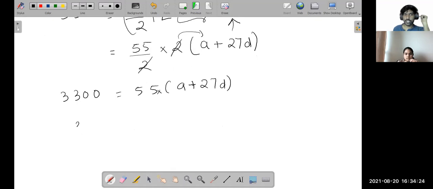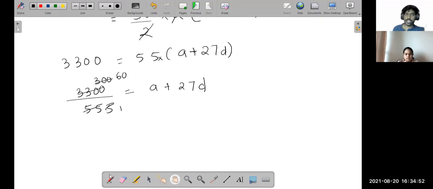So it is in multiplication here. So when it goes on the other side, it will go in the division. So 3,300 upon 55 is equal to A plus 27D. And now this you can cancel by 11. 11 5s are 55. 11 3s are 33 and this 00 as it is. Okay, again you can cancel it by 5. 5 1s are 5. 5 6s are 30 and this 0 as it is. So it becomes 60 is equal to A plus 27D. Did you understand this?